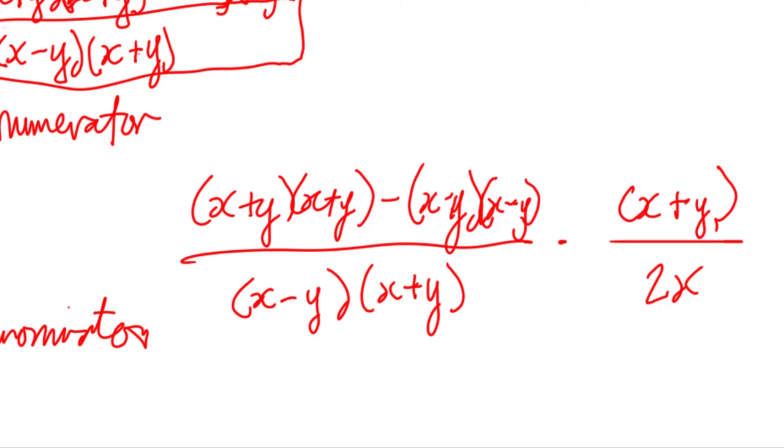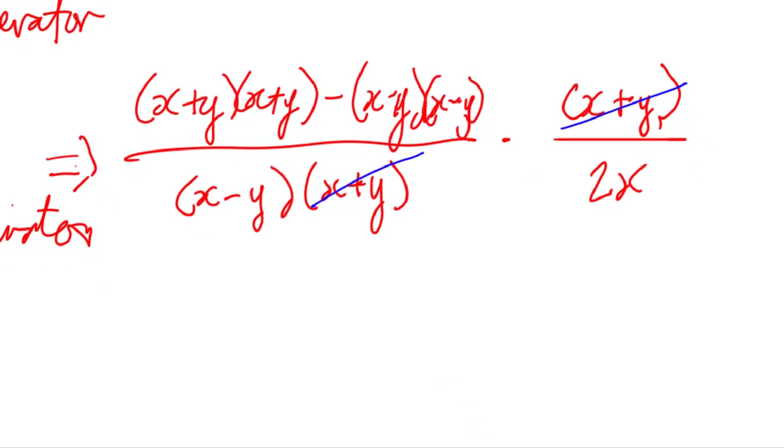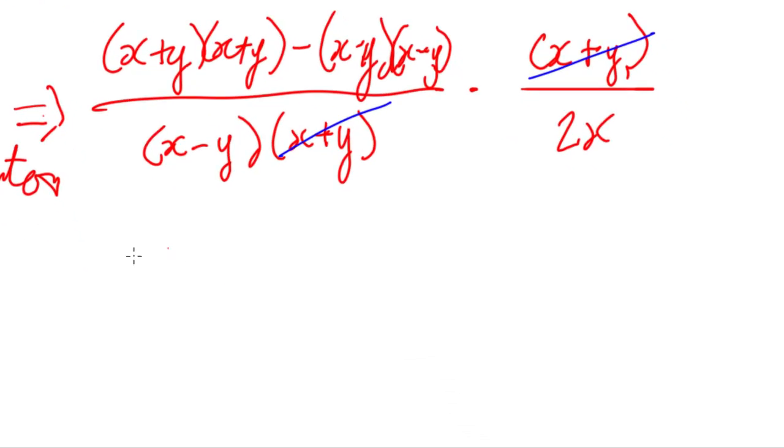And then what we can do is cancel things. What can we cancel? We can cancel this x plus y and the x plus y over here. That's what we can cancel for now. Let's move on to the next line. For the next line, let's carry on with these steps. Let's just multiply them here.